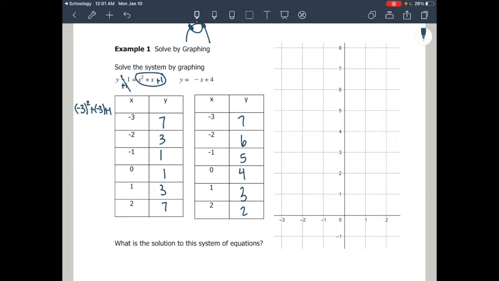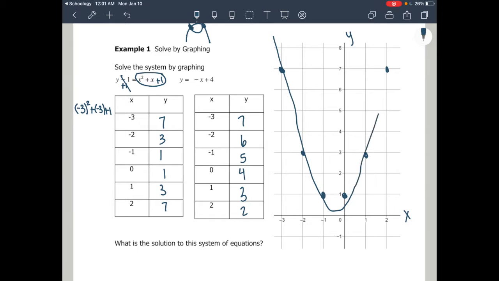So then once you've gotten those down, I'm going to put the first graph on here. So -3 on the x-axis and 7 on the y. And then -2, 3, -1, 1, 0, 1, 1, 3, and 2, 7. So it should be looking like a parabola.